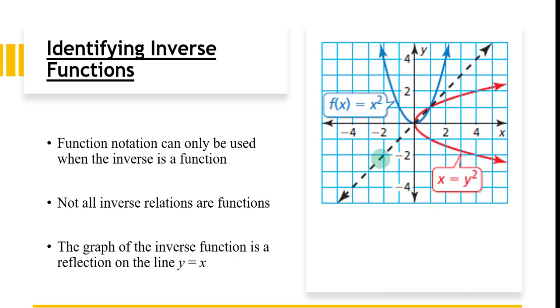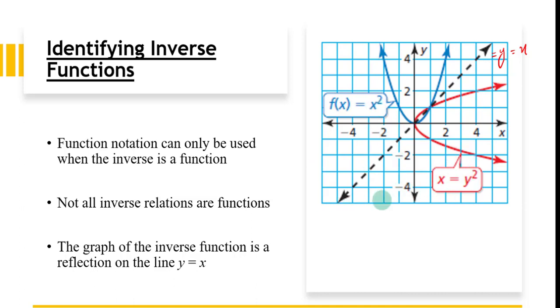Now you have to draw a line, this black line, at y equals x. This line is drawn as a line of reflection at which x and y values are equal to each other. When you reflect your original function along this line and you get the reflection of the original function, then you say that your inverse is also a function. But you can see that this is not the case here. So we can clearly see that x equals y square is not an inverse function of our f of x equals x square.